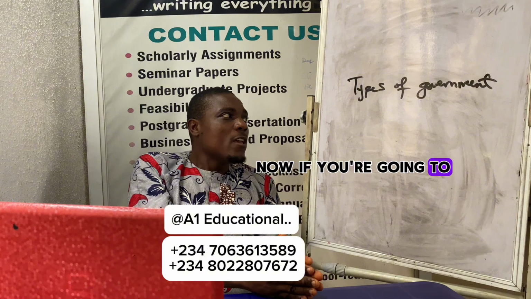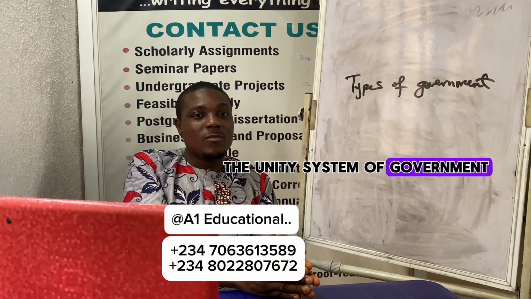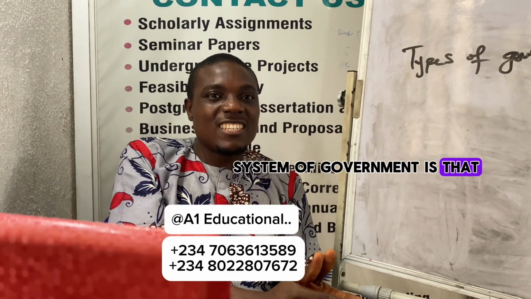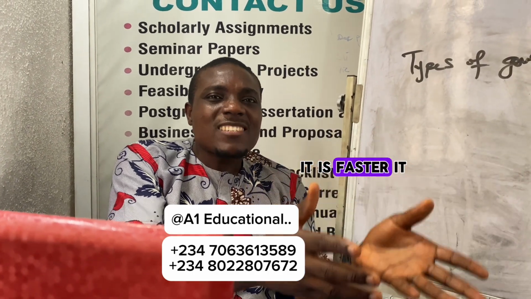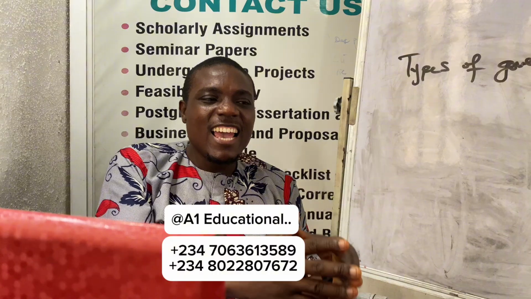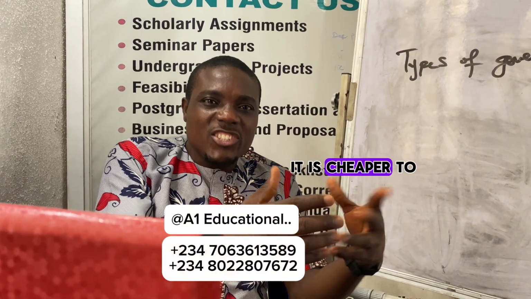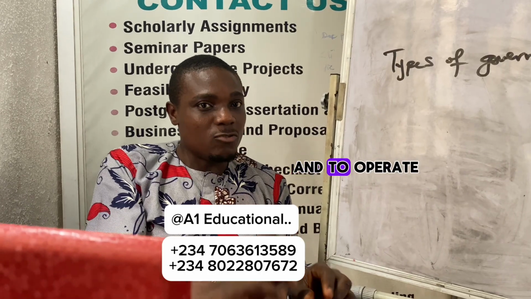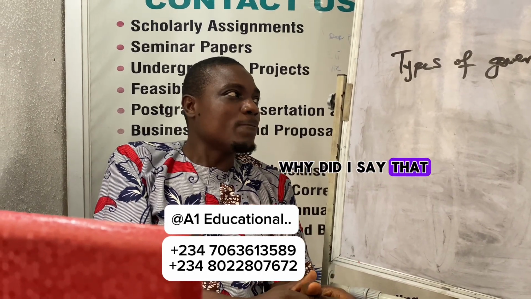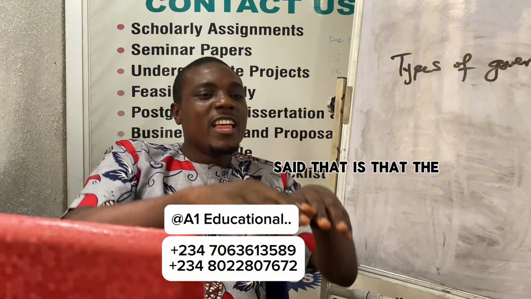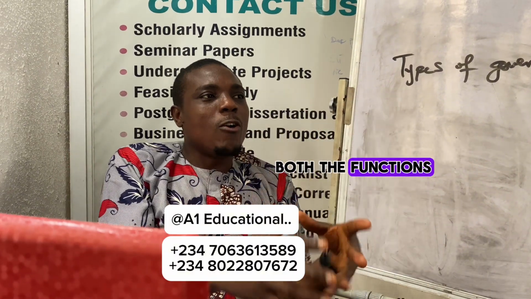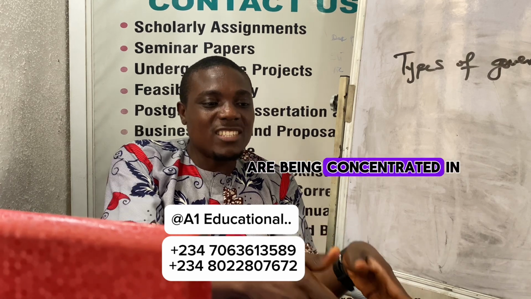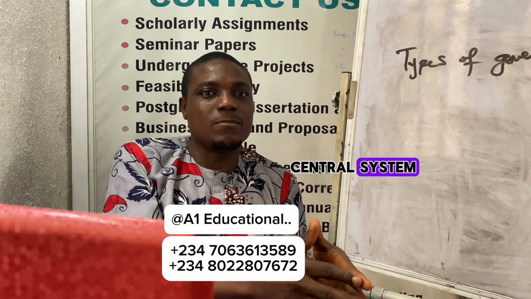Now, let's also talk about the unitary system of government. One of the simplicities of the unitary system of government is that it is faster, it is easy, it is affordable, it is cheaper to maintain, to run and to operate. Why did I say that? The reason is that in a unitary system of government, the functions, the power and the activities of the government are concentrated in a single central system.